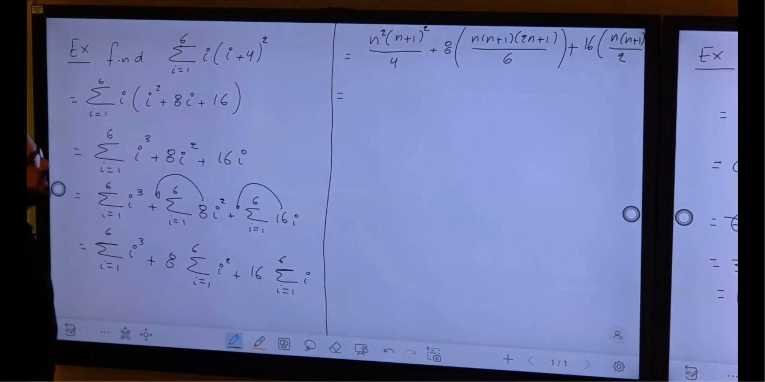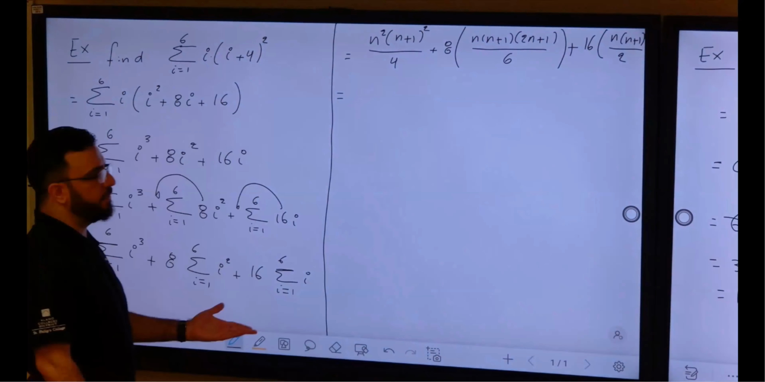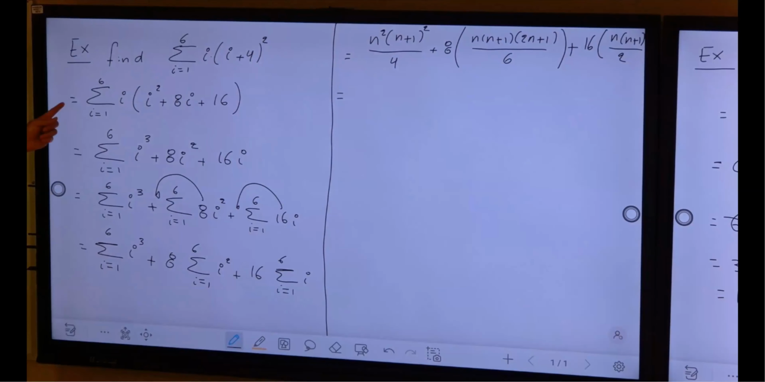That was the next step. Tell me what's the next step. We're just going to simplify. We're not going to find the value of n because we already know n. What are you going to do now? How much is n? It's 6. I just have to plug in 6.